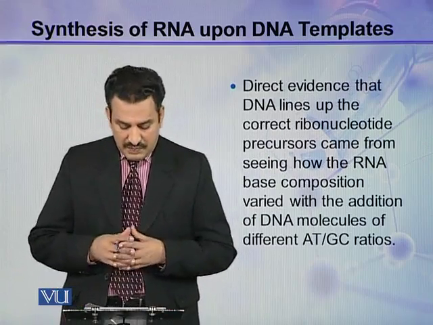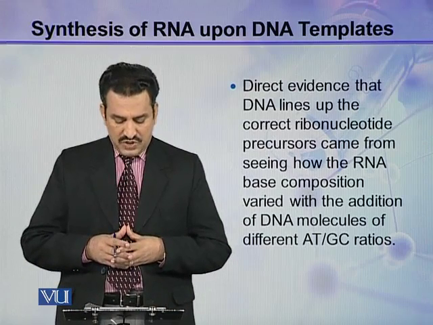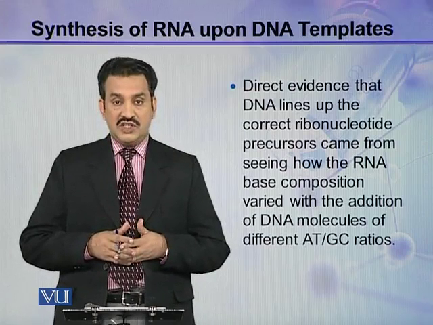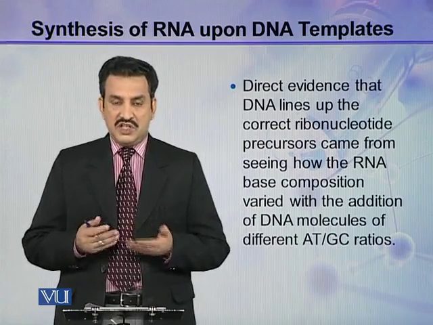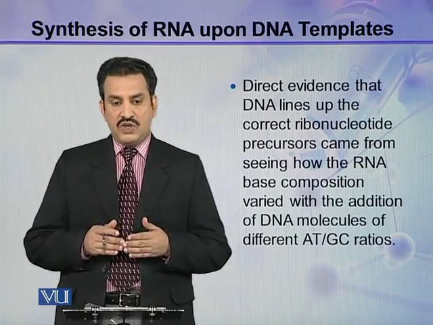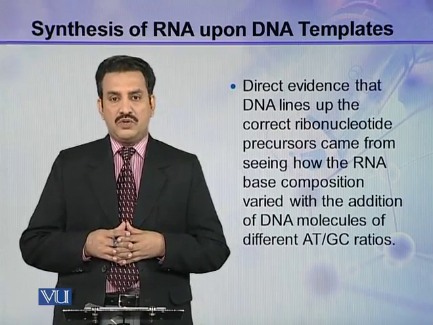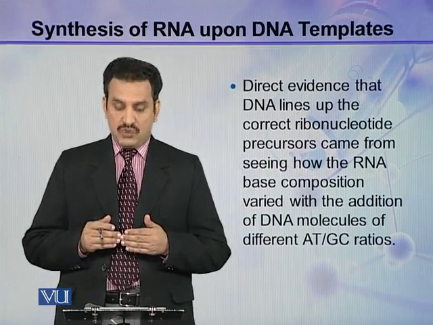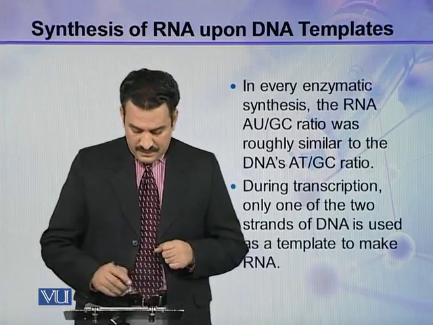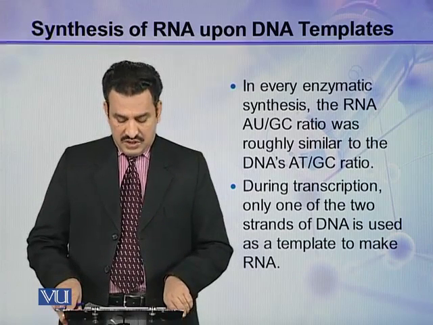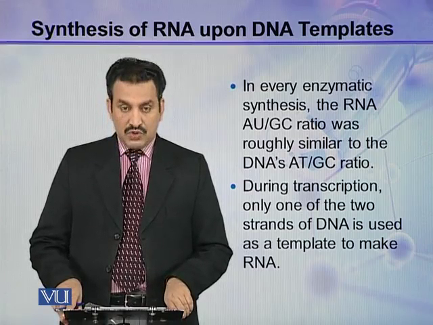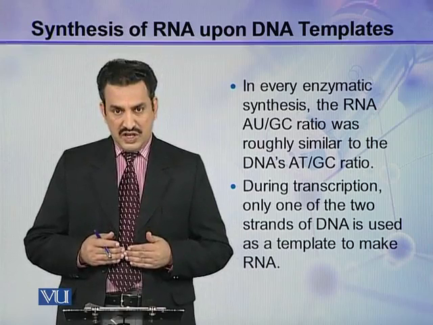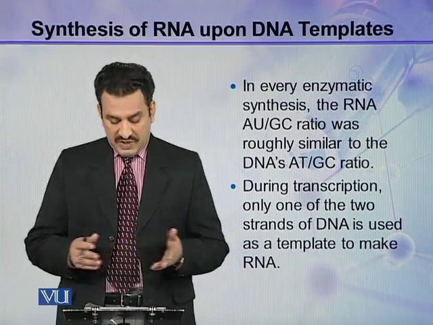Direct evidence that DNA lines up the correct ribonucleotide precursors came from seeing how the RNA base composition varied with the addition of DNA molecules of different ATGC ratios. So if we add DNA which has different ATGC ratios, and then we allow the DNA to synthesize mRNA, and if we analyze the mRNA, we would find that the ATGC ratio of DNA corresponds to the AUGC ratio of RNA. In every enzymatic synthesis, the RNA AUGC ratio was roughly similar to DNA's ATGC ratio. So, as the amount of ATGC present in DNA, the same amount of AUGC was present in RNA.